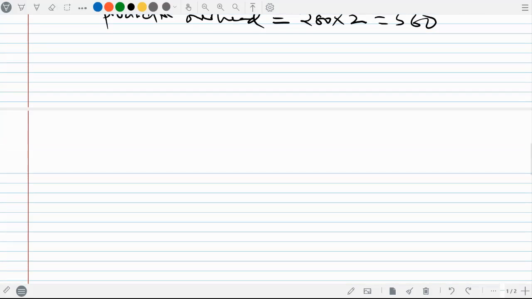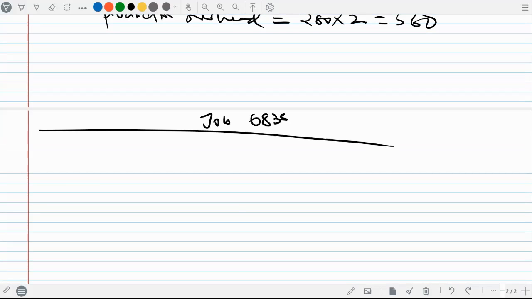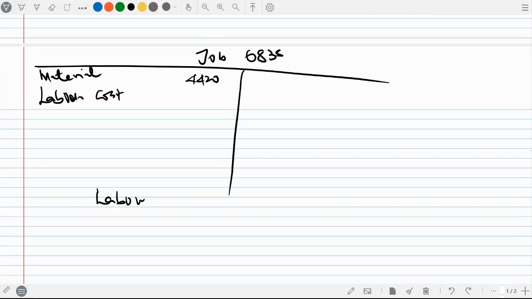Okay, then the last job we have is job 6835. Same process. We want to get the cost for each of the jobs. The material cost for job 6835 so far is 4420. We have labor cost. The number of hours for this job is 410. Cost per hour is 3. Gives us 1230.